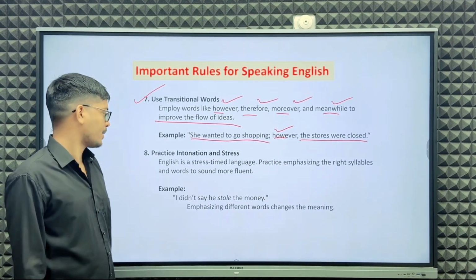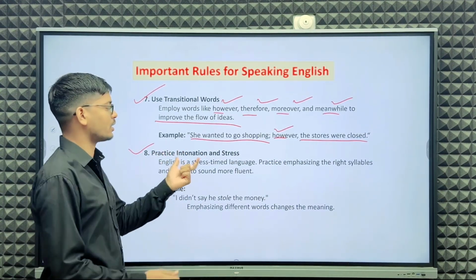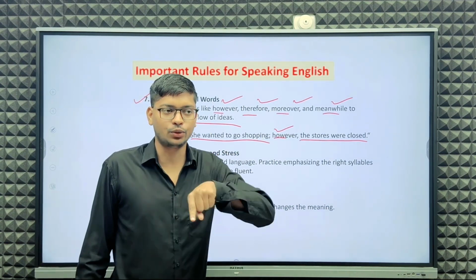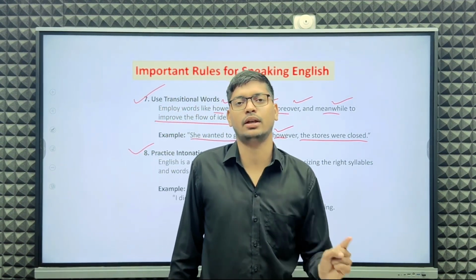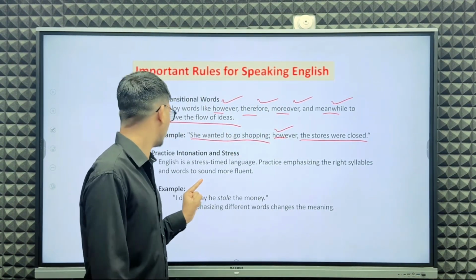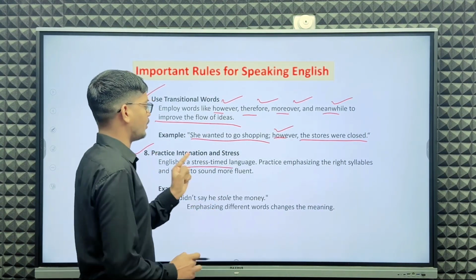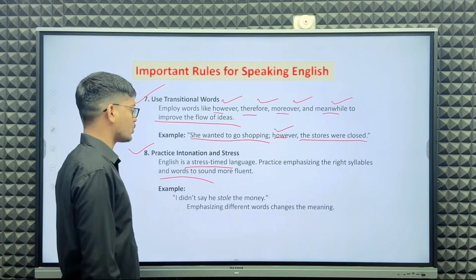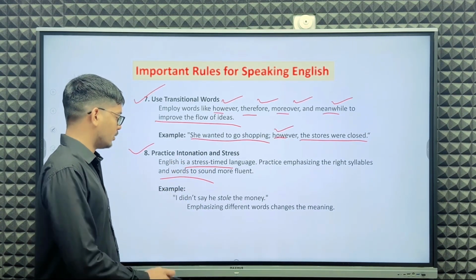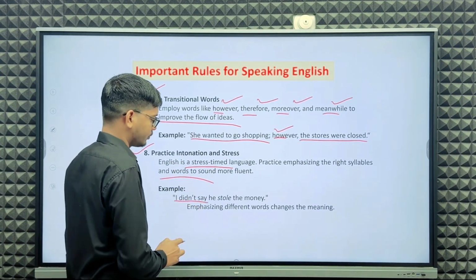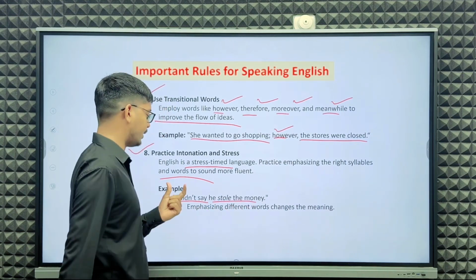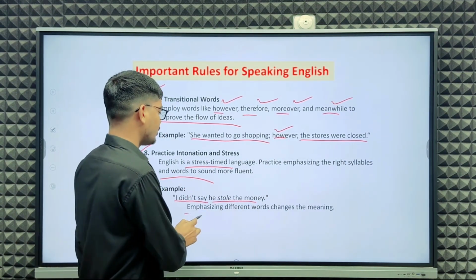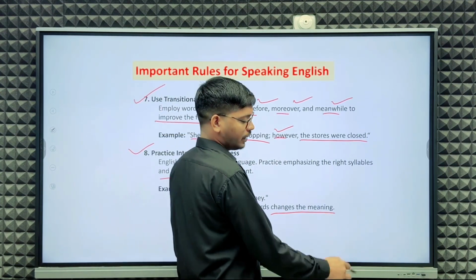Next, practice intonation and stress. For speaking, you need to understand and practice intonation and stress. English is a stress-timed language. Practice emphasizing the right syllables and words to sound more fluent. Example: "I didn't say she stole the money." Emphasizing different words changes the meaning.